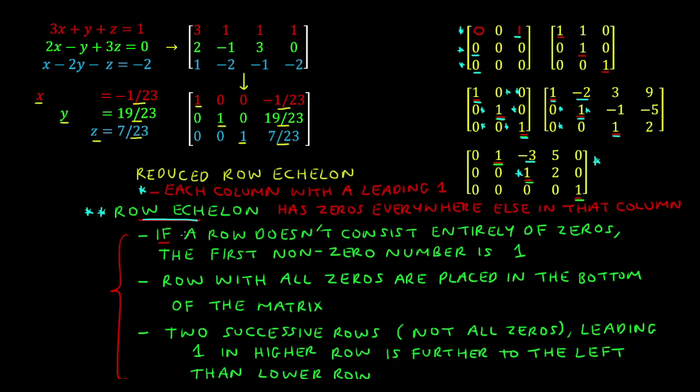So the row echelon form is a necessary condition for a matrix to be in reduced row echelon form, but not the other way around.